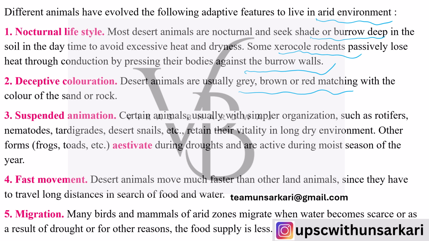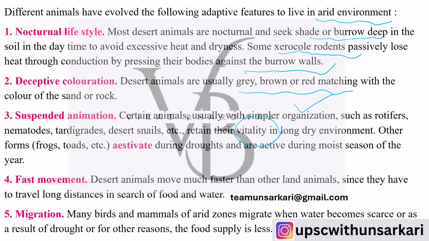Usually they are the simpler organisms such as rotifers, nematodes, and desert snails, and they retain their vitality in the long dry environment. Other forms such as frogs and toads are actually active during the moist season of the year. That is why they are called estivators.